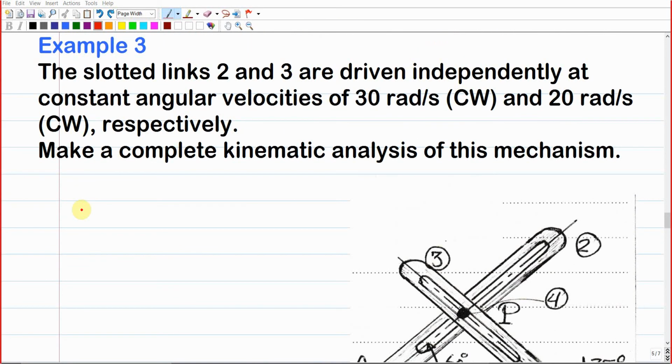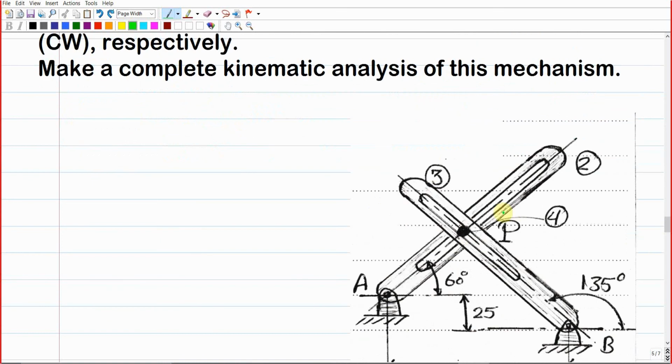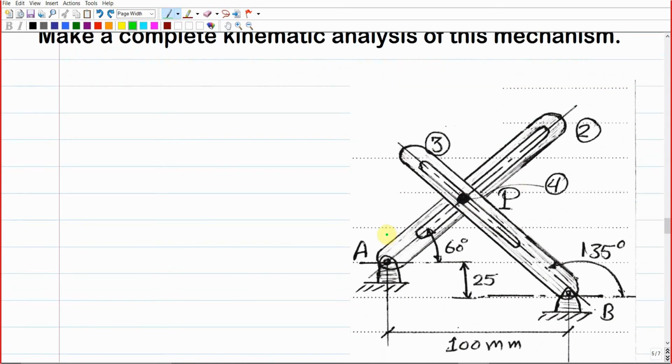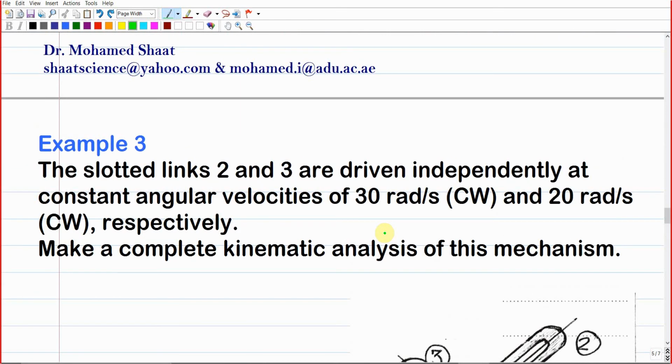Okay, I got it. For this mechanism, these are 2 slotted links. 2 and 3 are driven independently. What does it mean independently? It means that each one of these 2 links will be operating with 2 different electrical motors. So what does it mean? This is a special mechanism. All the previous mechanisms that we discussed, like this one for example, only one motor can be used for moving the mechanism.